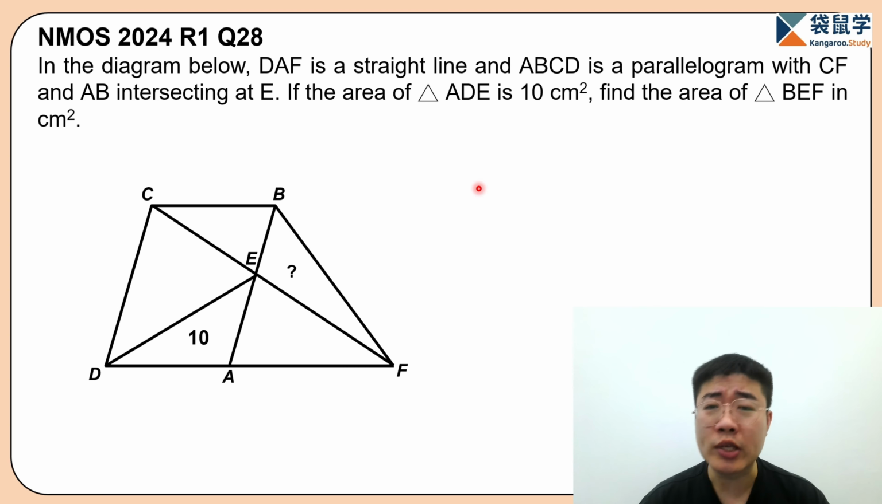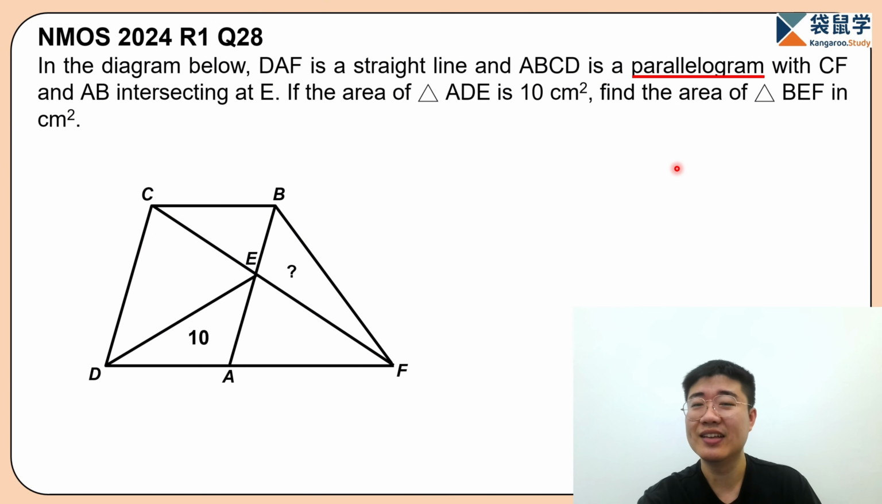So everyone, looking at the question, can you tell me what are the key information here? The first one is that ABCD is not just any quadrilateral. This is special, it is a parallelogram. So let's label it here. What's the other key information? We can see the area of the triangle ADE is 10 cm squared. So let's label this part as well.